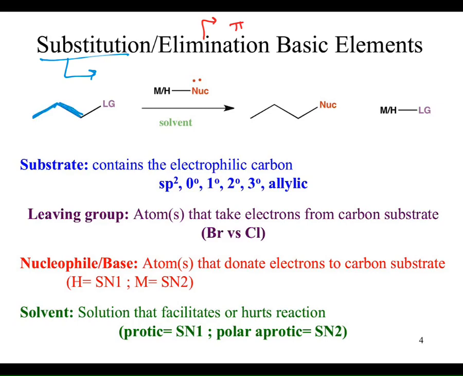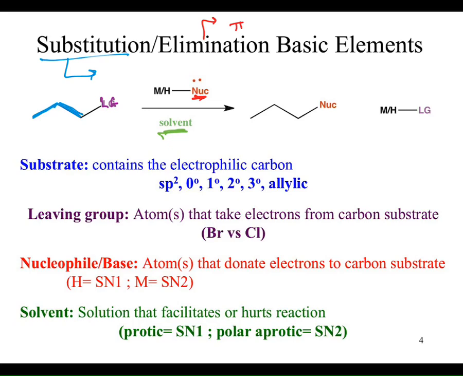Okay, so if we go through and look, we do have some color coding. This is blue. We've got the leaving group, or LG, in purple. We've got the red nuke, and we have green for solvent. These pieces will always show up in substitution and elimination reactions. So we need to be able to look for these pieces whenever we look at a reaction.